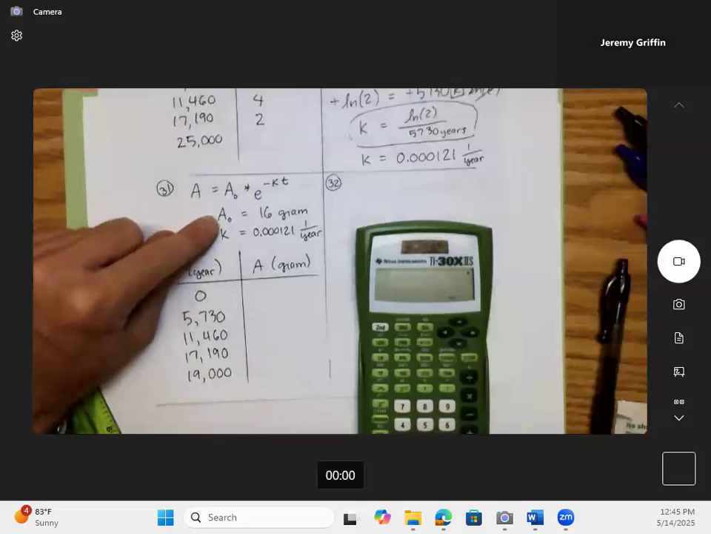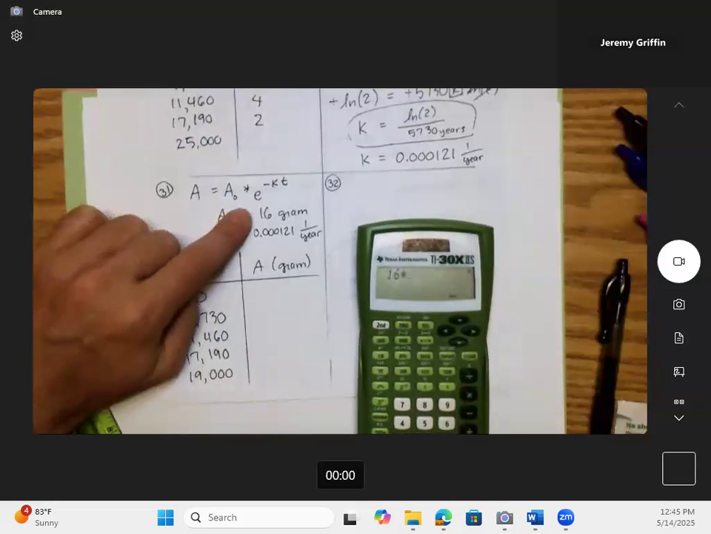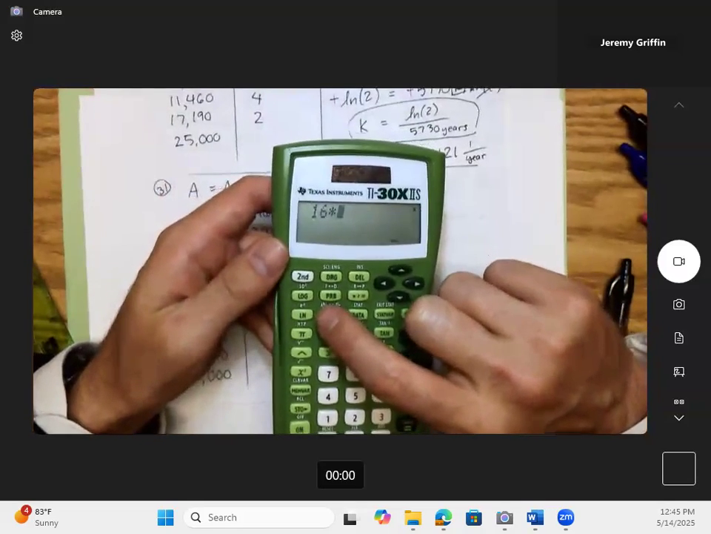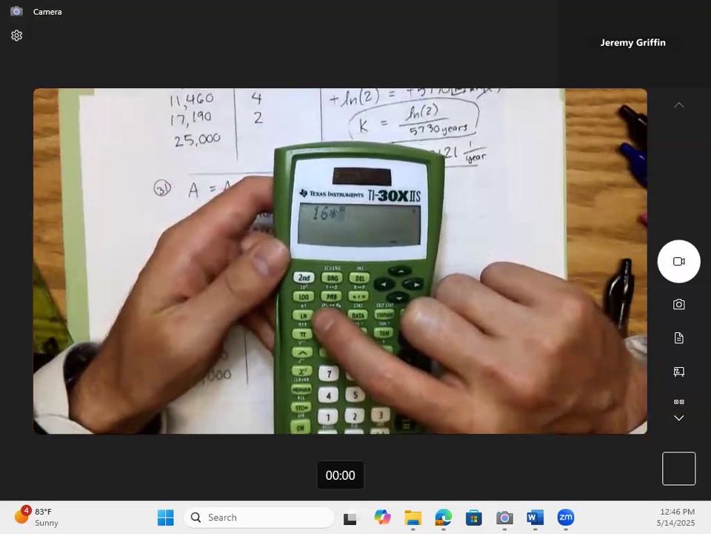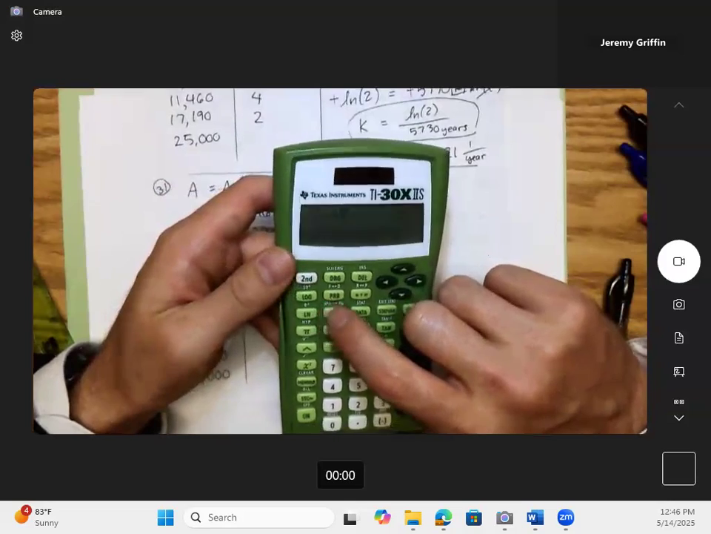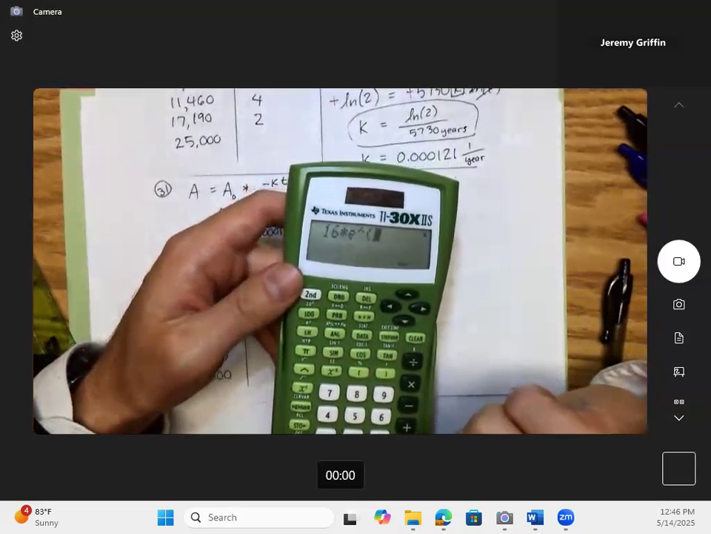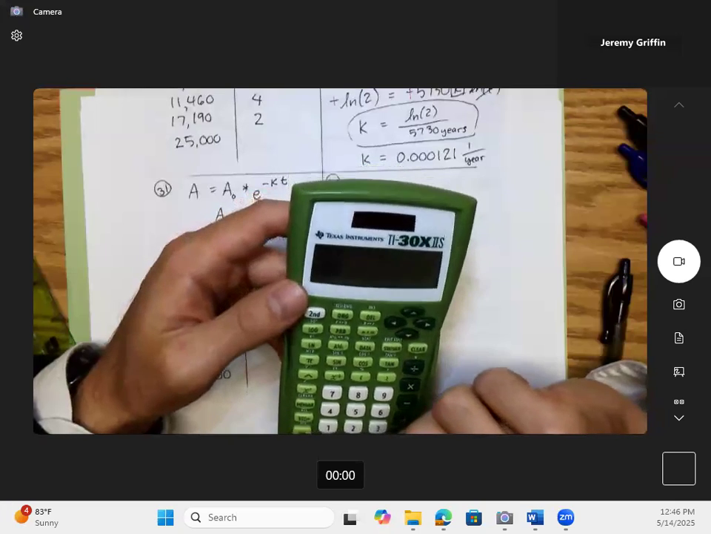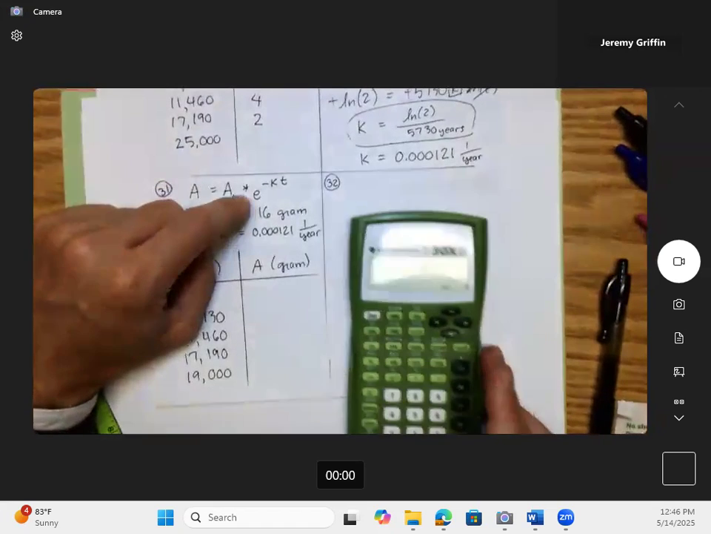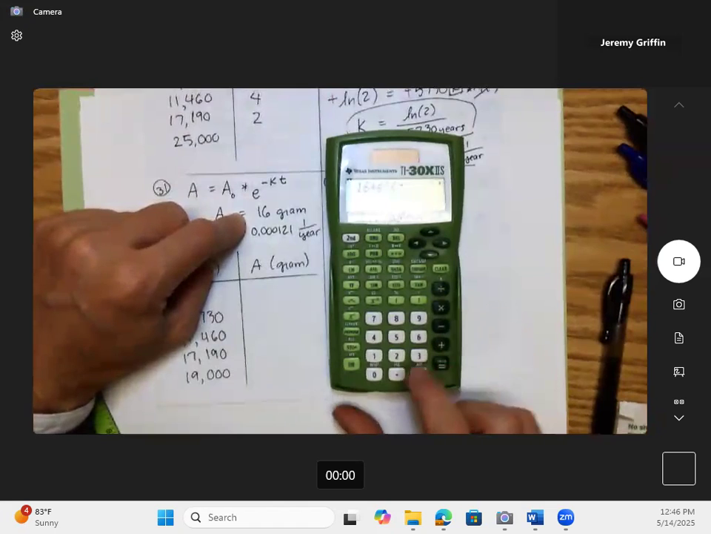Let's do A naught, so we'll start with 16 grams. Multiply by, now I need e to the power of. Do you guys know how to access e to the power of? On this calculator, you see that natural log key, ln? It's right above that in white. So I can access that with the second key. So hit second, and then e to the power of. Does everybody have that on their screen right now? 16 times e to the power of. And then I need negative kt. So hit the negative, not the minus, but the negative down here.